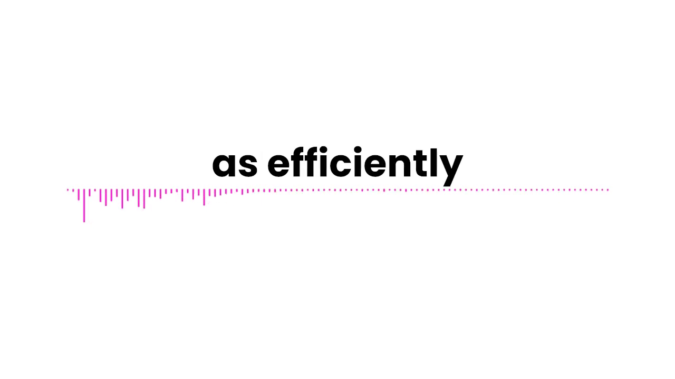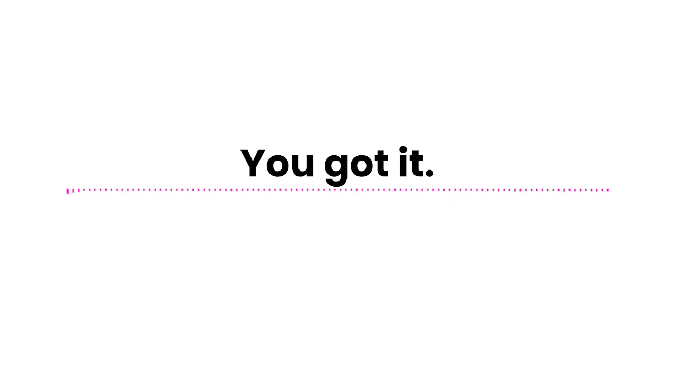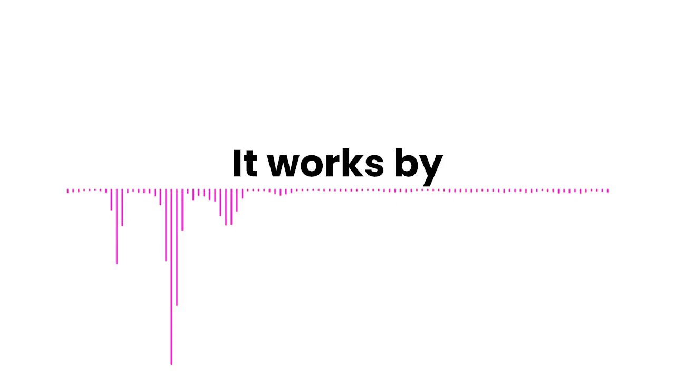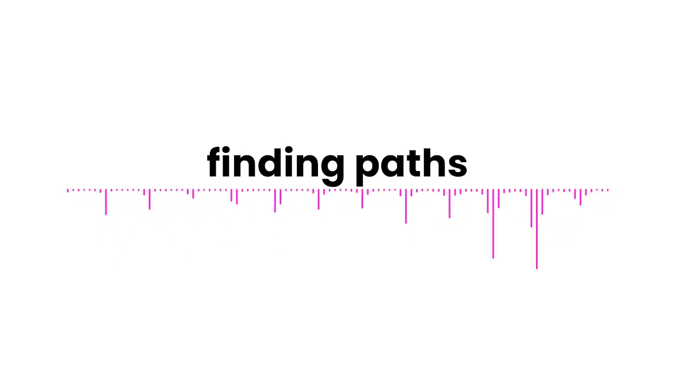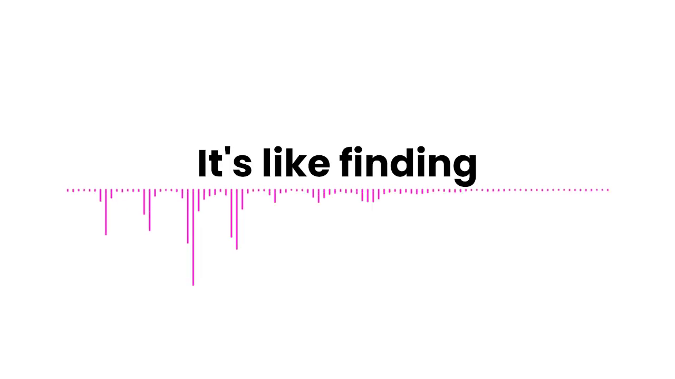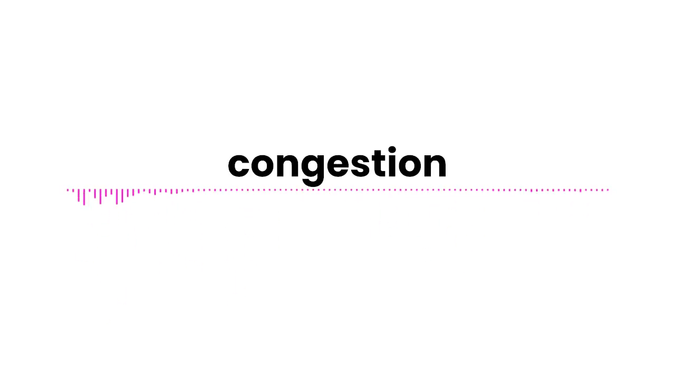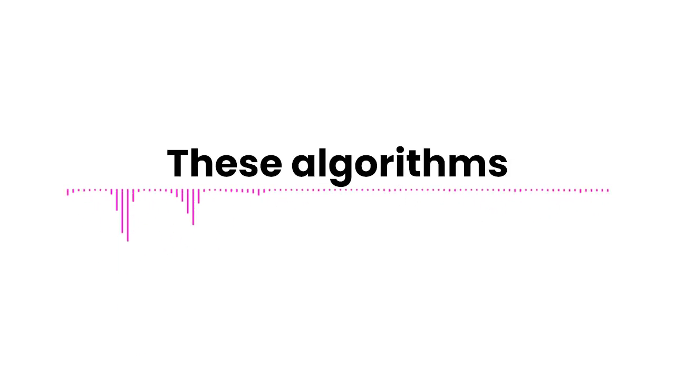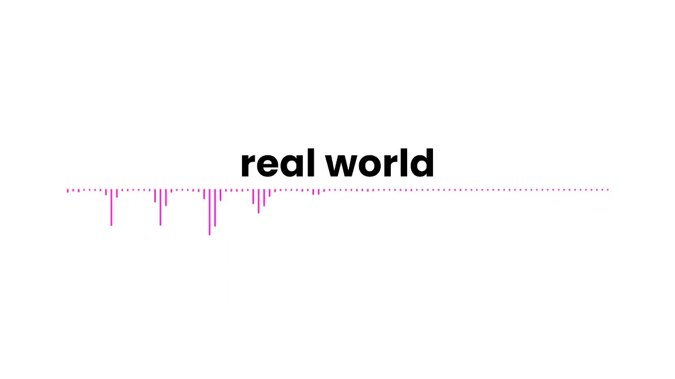It's like optimizing a supply chain to deliver goods as efficiently as possible. You got it. The Ford-Fulkerson algorithm is a popular method for solving this. It works by repeatedly finding paths from the source to the sink that have available capacity and increasing the flow along those paths until no more augmenting paths can be found. It's like finding alternative routes when there's traffic congestion to keep things moving smoothly. This is making me think about how interconnected everything really is. You're right. These algorithms can be applied to so many real-world situations.